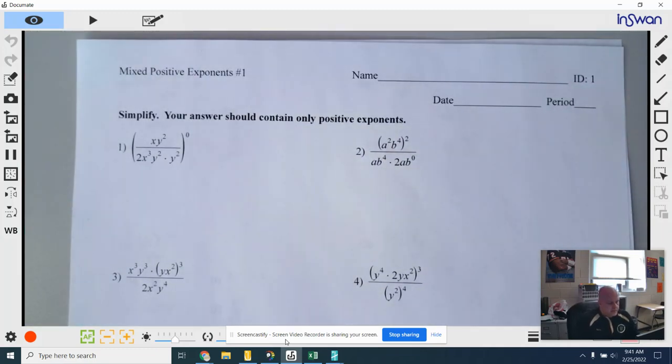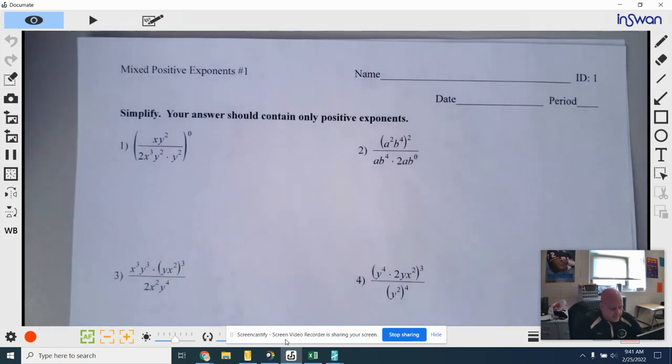Okay, guys, for today's lesson, you need the sheet that says mixed positive exponents number 1. It is going to get progressively harder, and you kind of see that with today's work here. We got a lot going on. We got multiplying, we got dividing, we got power to a power. So we're going to try to tackle that.